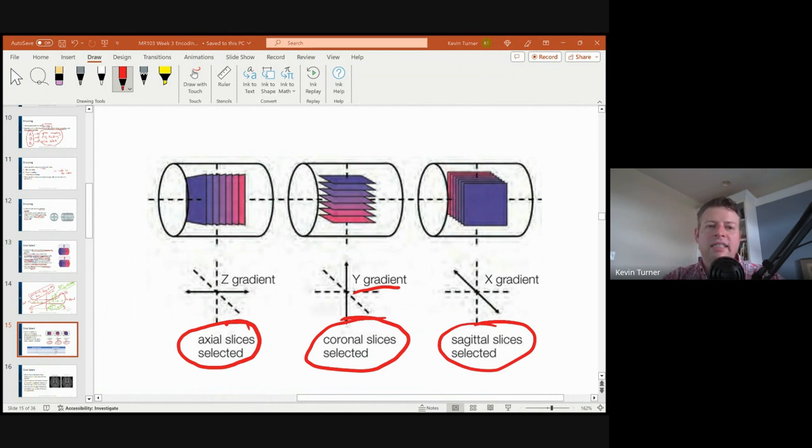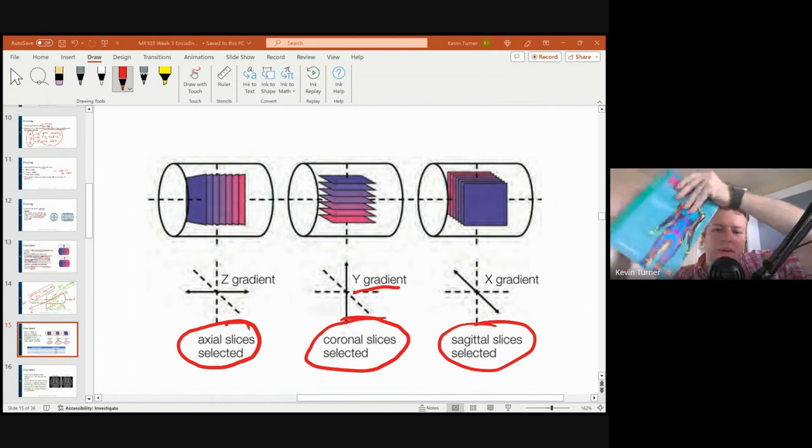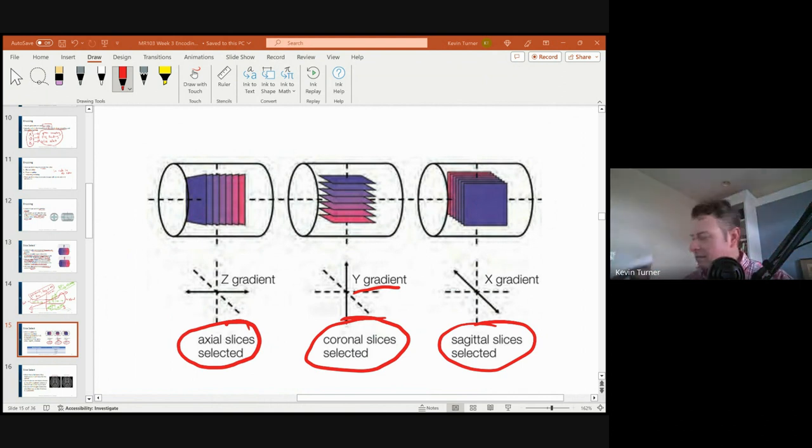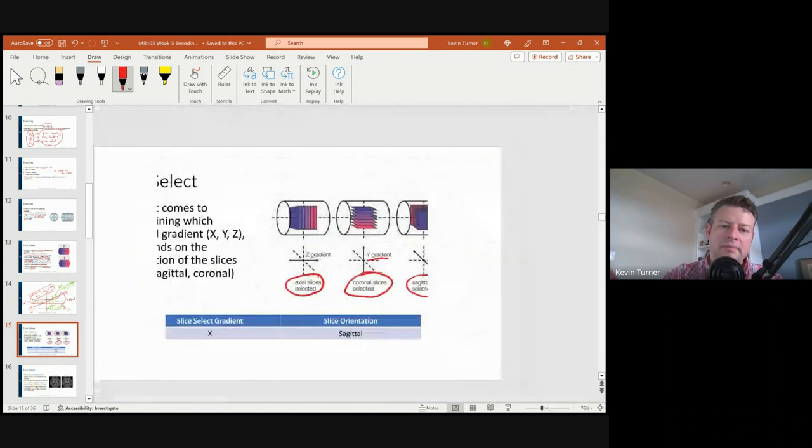Now, the slice select gradient is a bit different from all the other gradients because you don't see the effects of slice select on the final image. Why is that? The slice is a 3-dimensional object. It's a slice out of the patient, but it gets turned into a 2-dimensional picture, right? We're going to talk about frequency and phase encoding, and we'll come back to that idea in just a second. It is something you need to know for the quiz.